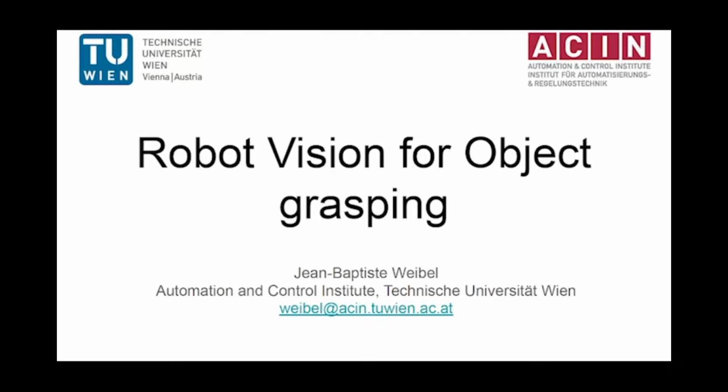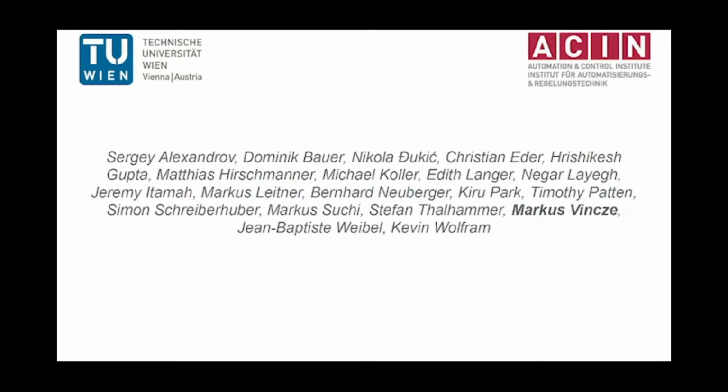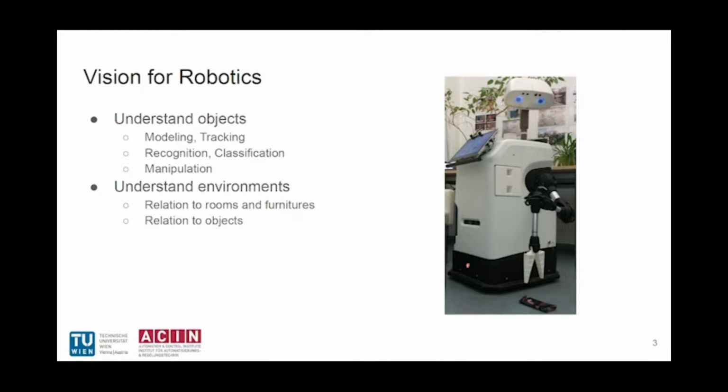I'll be presenting the session on robot vision for object grasping, and I'm from the Automation and Control Institute, the Vision for Robotics group that's part of it at TU Vienna. I'll be presenting the work of the entire group. That's a lot of people. As you can imagine, research is always teamwork, and specifically, I'm presenting on behalf of Markus Vincze, who's the professor leading that group. Okay, so first of all, a quick word on what we mean by vision for robotics.